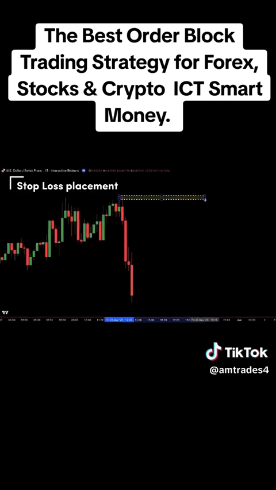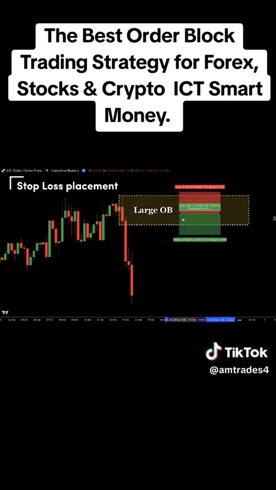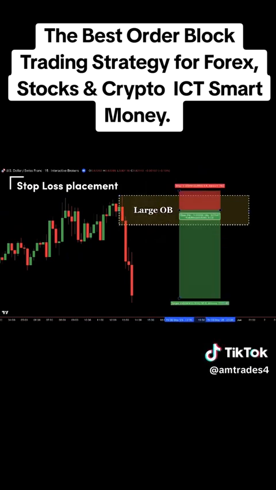If the order block is large, one smart approach is to look for entries around the middle of the zone. That way, you're getting a better average entry price while still respecting the overall zone. The key idea is that order blocks act like magnets for price, but your entries and stop losses need to be adapted depending on the size and shape of the zone.